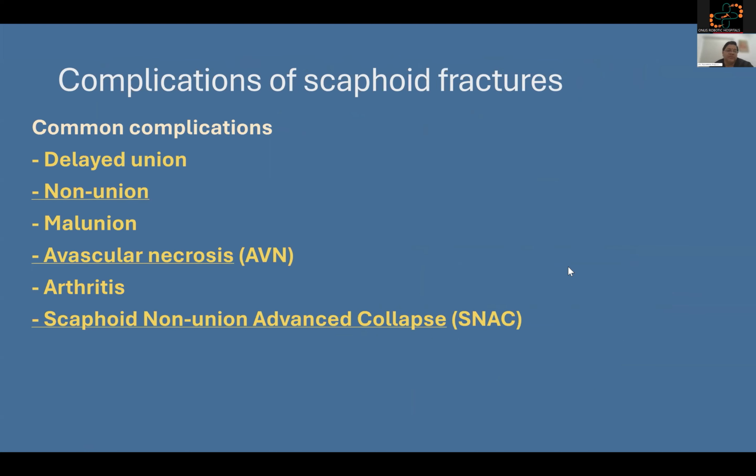One is delayed union, non-union, malunion, avascular necrosis, arthritis, and scaphoid non-union advanced collapse. So what happens in this advanced collapse? There will be arthritis in the wrist, and then the scaphoid completely collapses, leading to proximal row collapse.